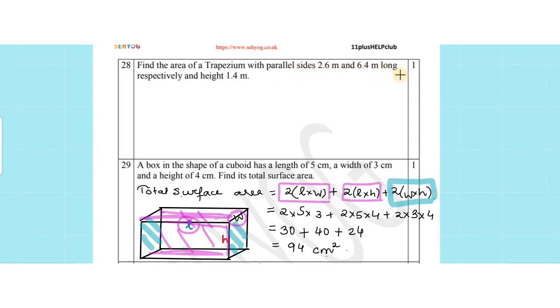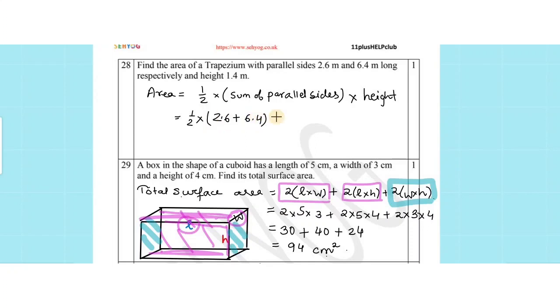In question number 28, the area of a trapezium with parallel sides 2.6 meters and 6.4 meters long respectively and height 1.4 meters. To find the area, the area of a trapezium is the sum of parallel sides times height divided by 2, which means half of 2.6 plus 6.4, and the sum multiplied by 1.4.